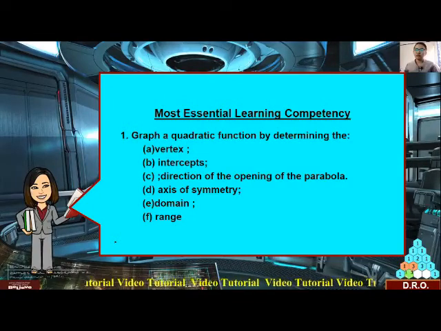by the following: vertex, the intercepts, and direction of the axis of symmetry.